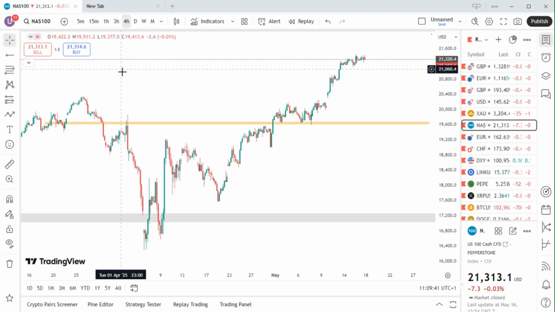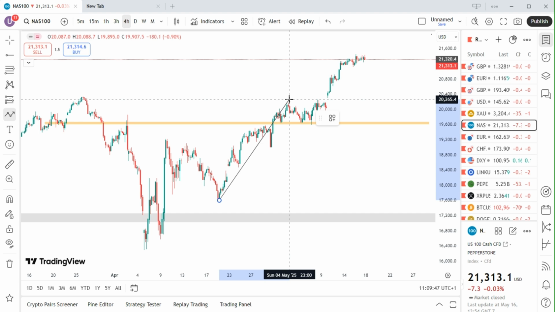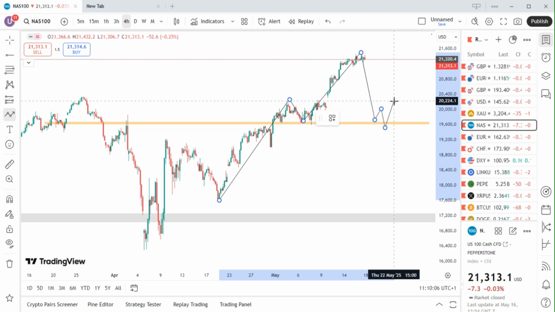On the 4-hour time frame, we are also bullish because we are creating a series of higher highs and higher lows: higher high, higher low, higher high. So how do we approach this market coming this week? Allow price to slide into this zone on the 4-hour time frame, then move into the 15 minutes time frame and watch out for a change of character, something like this, and pick up a buy. Stop loss below this zone, and your first level of take profit is this zone.